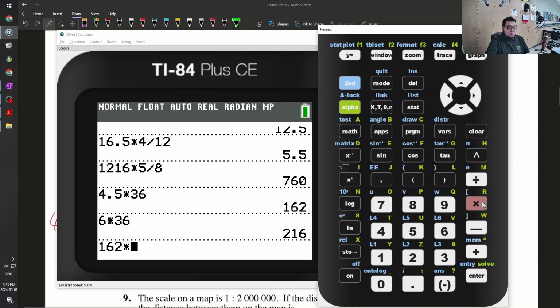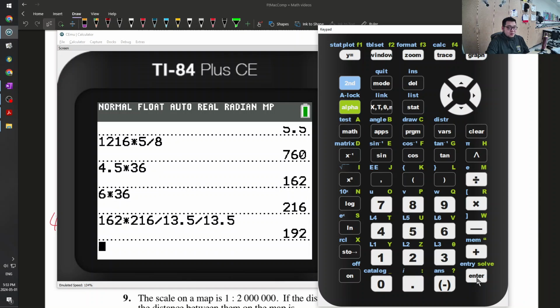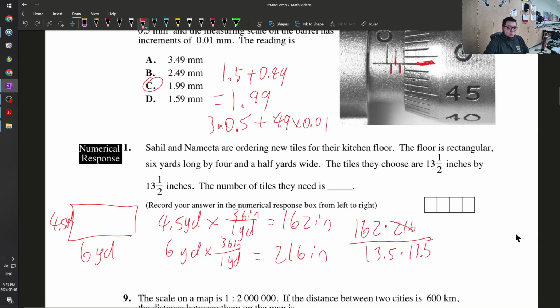162 times 216 divided by 13.5 divided by 13.5 gives you 192 tiles.